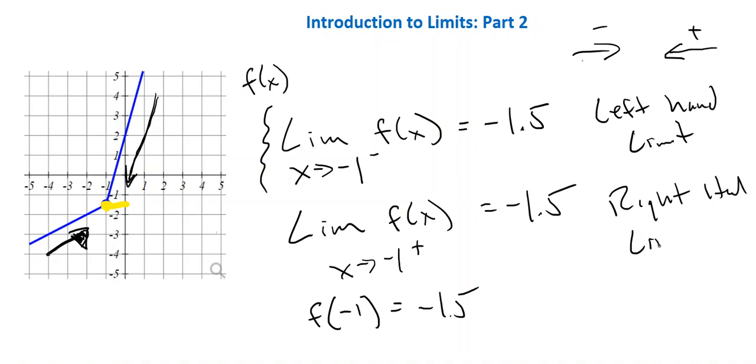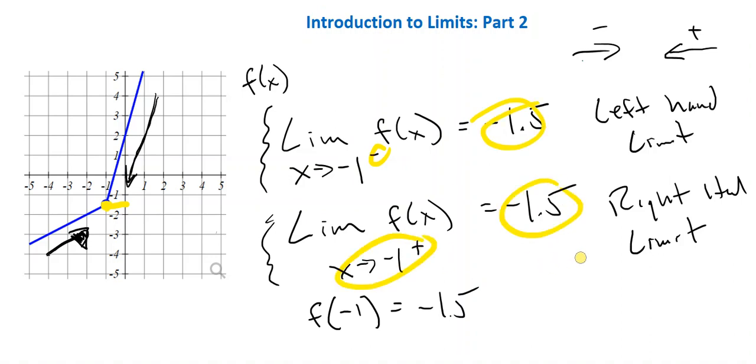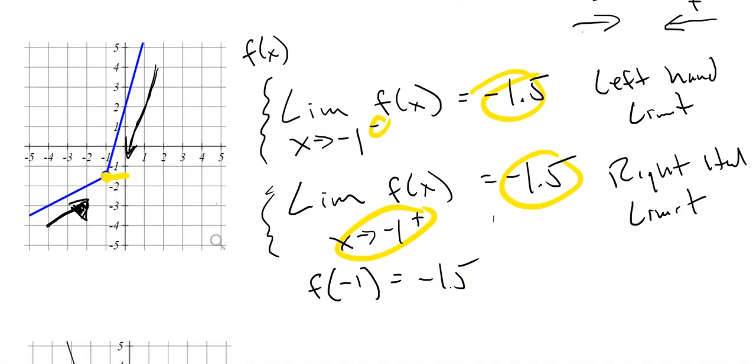Now, in order for there to actually be a limit at a point, as x is approaching a point, the left-hand limit and the right-hand limit have to be the same. And they clearly are. The left-hand limit here is -1.5. The right-hand limit is -1.5. So therefore, we could say that the limit of the function is -1.5.